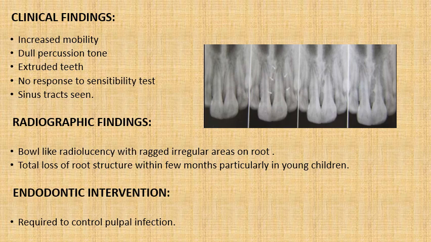Again, the clinical findings: the tooth will be extremely mobile, and when you percuss, you will hear a dull percussion note. Sometimes your tooth will look extruded from the socket, and when you do a pulp sensibility test, there will be no response, and sometimes a sinus tract can be seen. What is the radiographic feature? So look at the diagram. The fourth diagram in this radiograph, you can see there will be so much concave ragged borders on the external outline of the root. This is how an external inflammatory type of resorption will look. It will be so severe, so many concavities will be there.